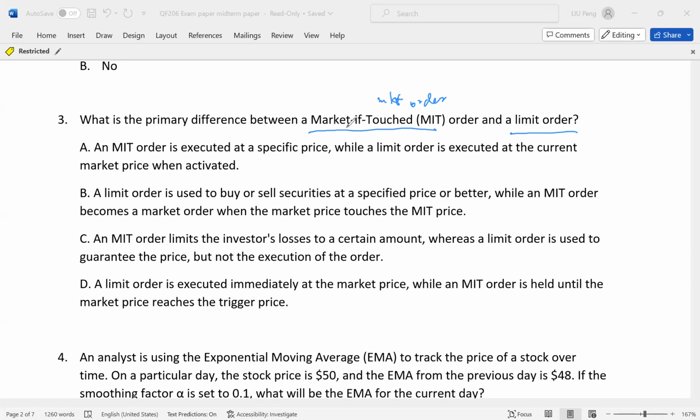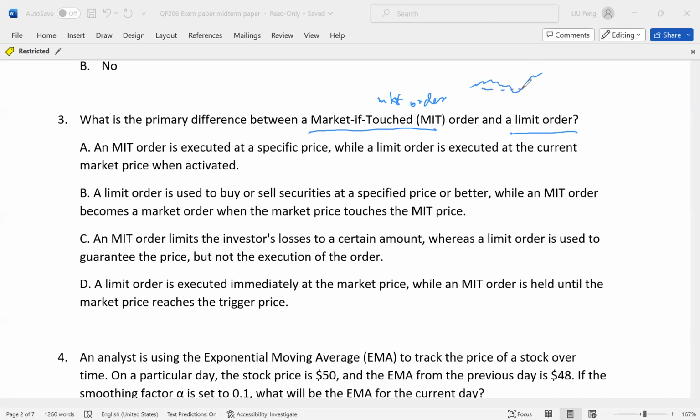And again, back to the market if touch order. This is typically a type of order, as we mentioned in the previous class, that's used to gain a preferable position, right? So for example, this is the market price, and then the market if touch order says if the price drops to some trigger point, then I'm going to enter into the position, right? So either buy or sell.